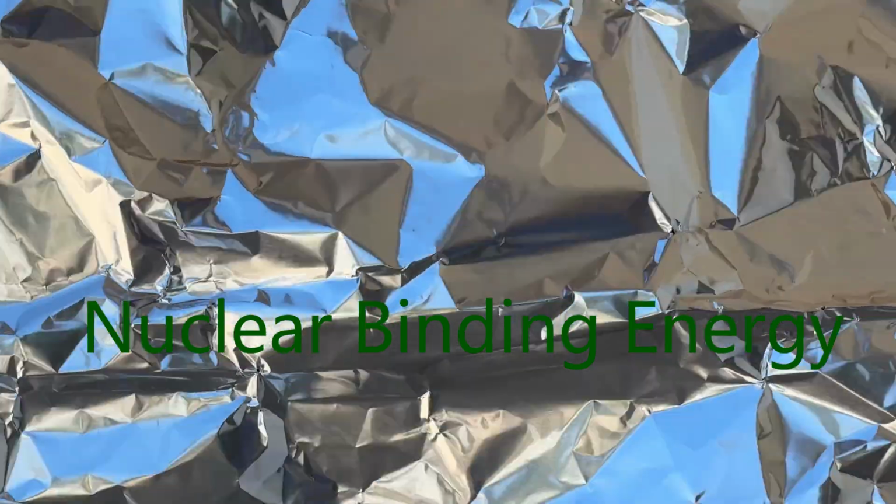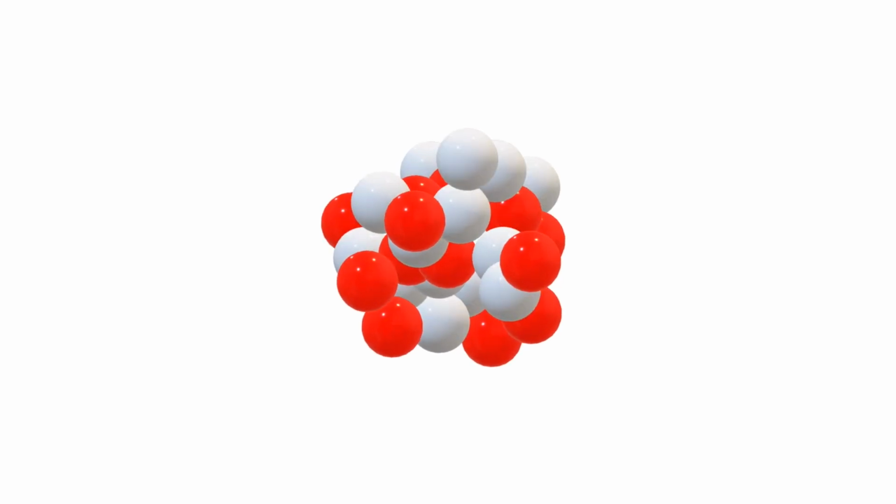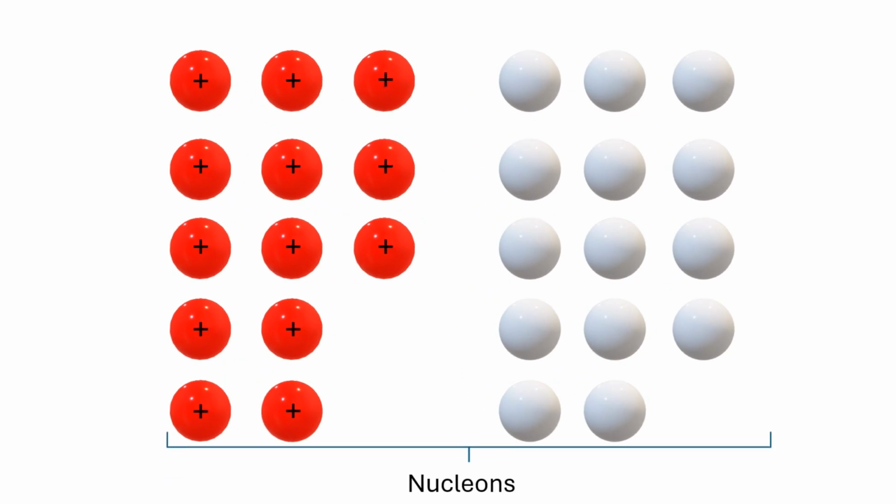Today, let's dive into a sheet of aluminum foil and look at its nuclei. The foil contains septillions of aluminum atoms. Deep inside an atom is its tiny nucleus, holding the majority of the atom's mass, densely packed with 27 nucleons, including 13 positively charged protons and 14 non-charged neutrons.